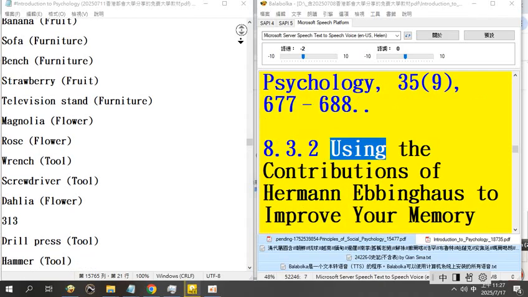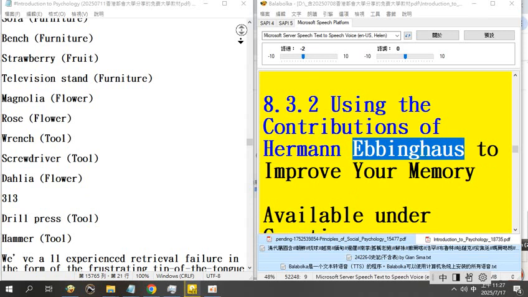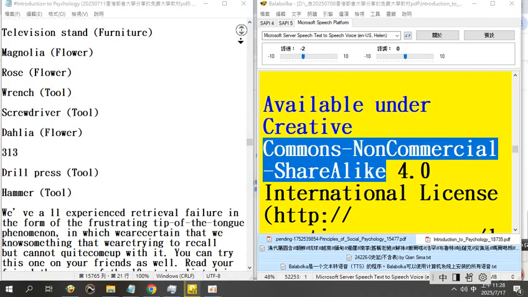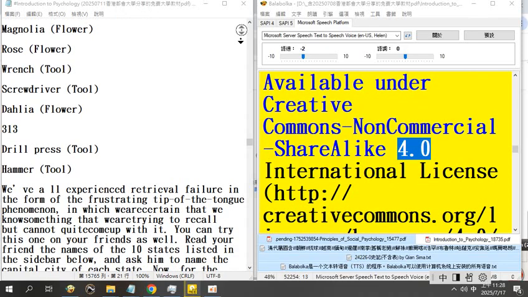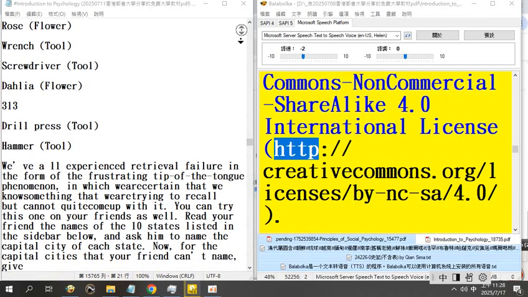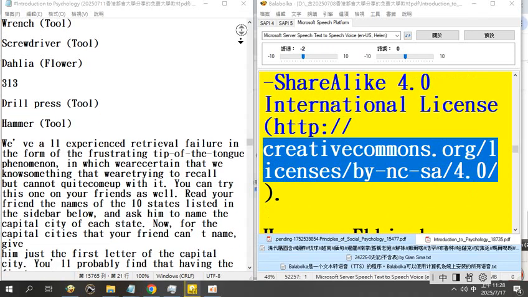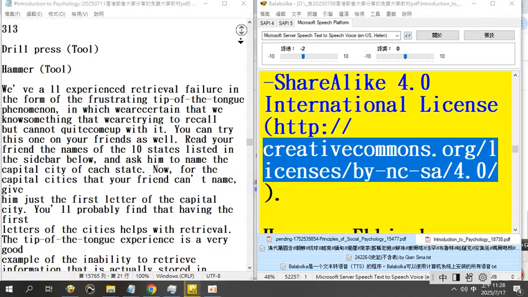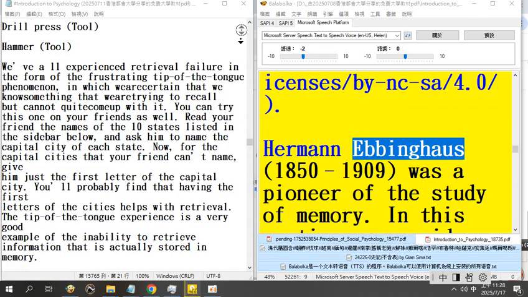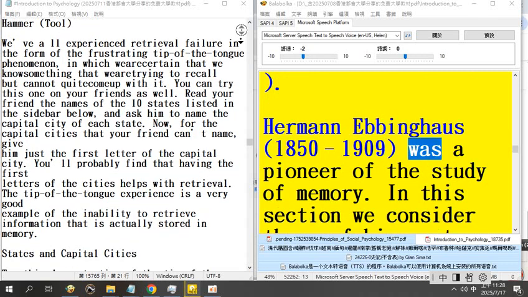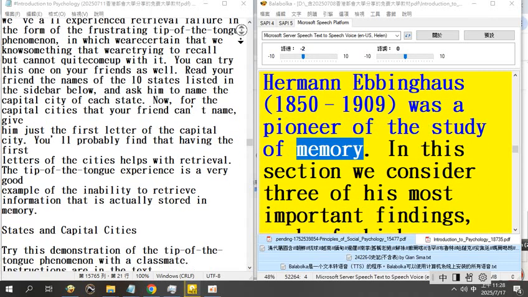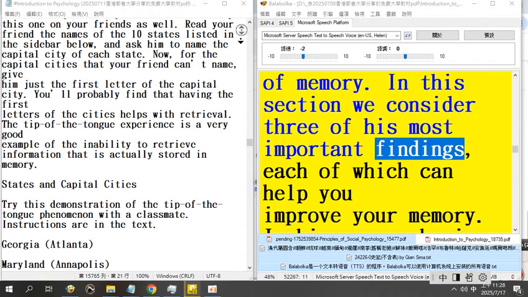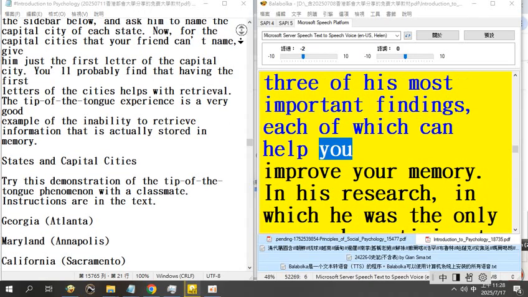8.3.2 Using the contributions of Hermann Ebbinghaus to improve your memory. Hermann Ebbinghaus, 1850–1909, was a pioneer of the study of memory. In this section we consider 3 of his most important findings, each of which can help you improve your memory.